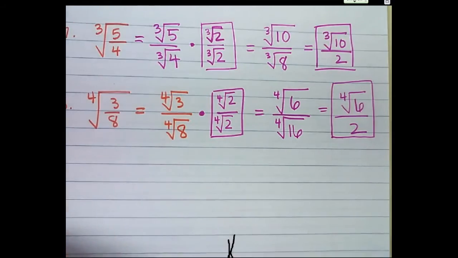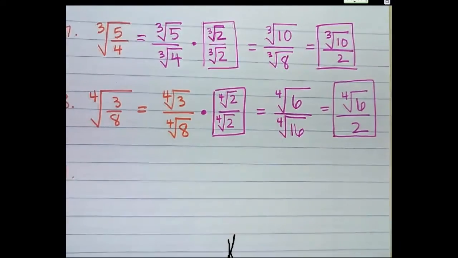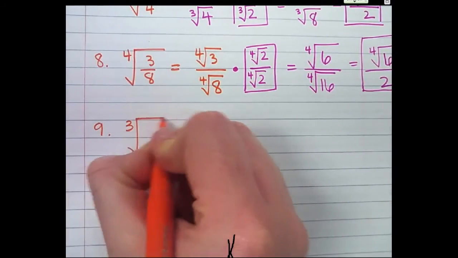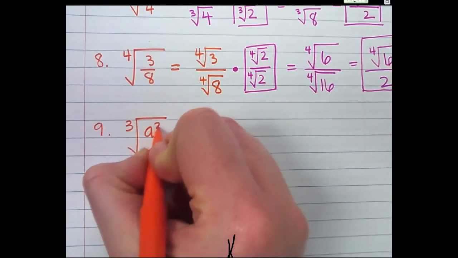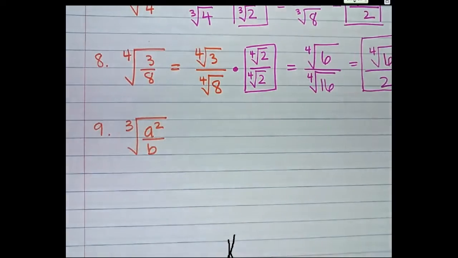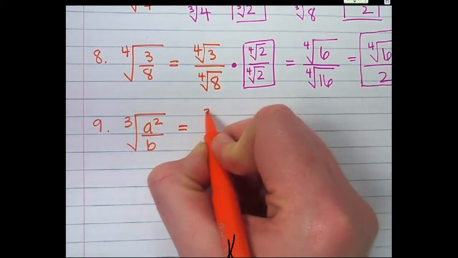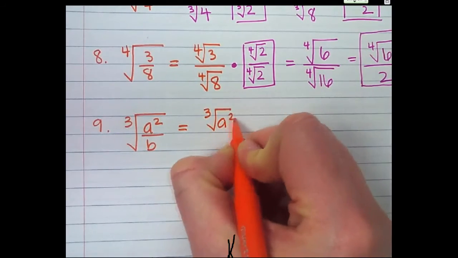Last one, just one with letters. We've already done numbers. Last one, cube root of a squared over b. And I'm going to break it up first.